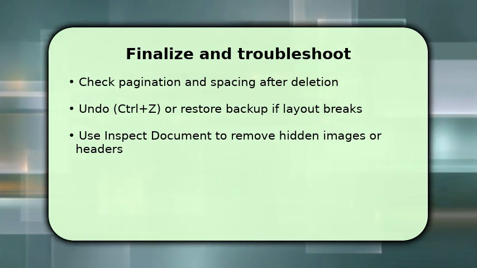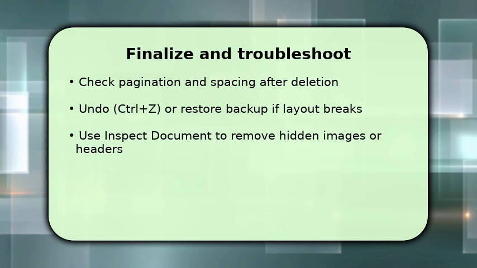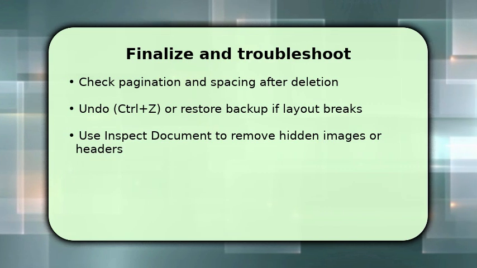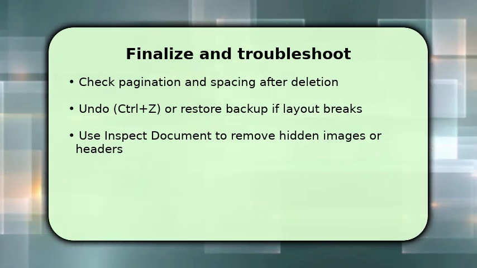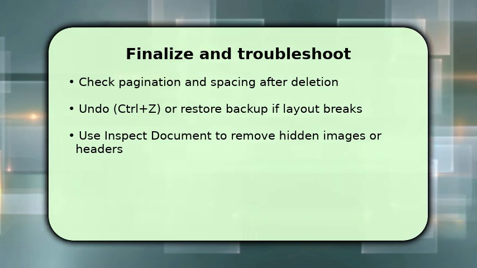For stubborn or hidden images, run View Draft and use the Selection pane, or use File, Info, Check for Issues, Inspect Document to remove header/footer or hidden content. If deletion fails, the image might be embedded in an object or field. Convert to editable and remove.